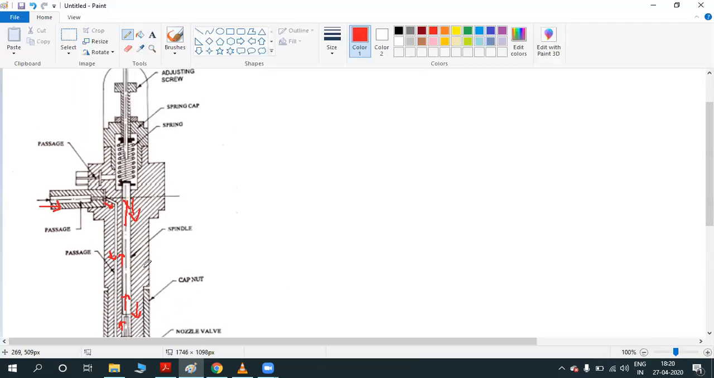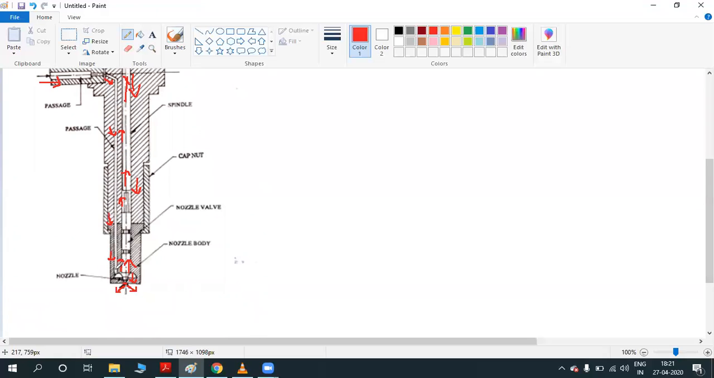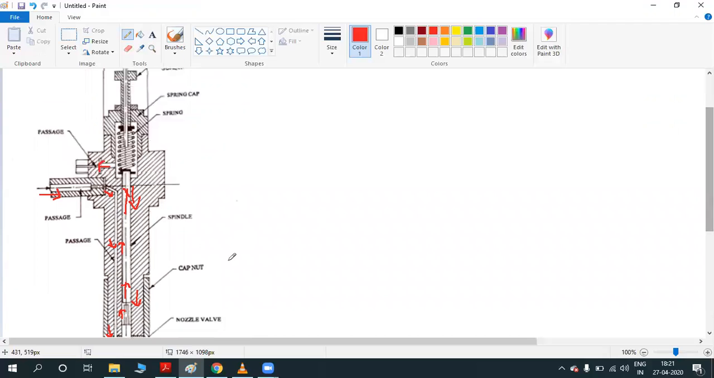So for lubrication purpose only, some part of the fuel is allowed to go up, so that it lubricates all the parts, the spindle, the spring, and then with this passage it goes out to the fuel tank again. So this is your inlet fuel passage by which it goes into the engine. And the second passage is for the outlet of the fuel, which went up to lubricate all the different parts.